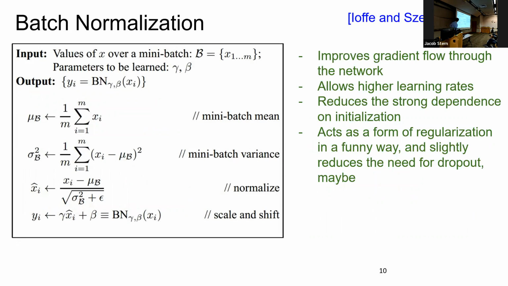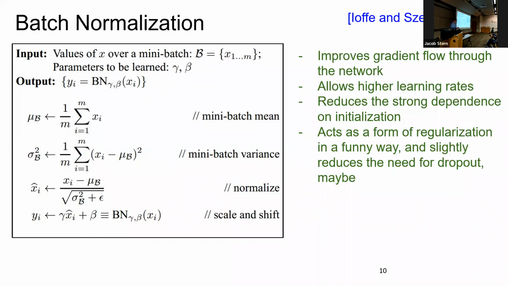Okay, so this is the full algorithm. We take a mini batch, we obtain the sample mean of that mini batch by taking the sum and dividing by the number of items. Then we obtain the sample variance of that mini batch, and then subtract the mean from each item and divide by the standard deviation. A couple of benefits to this, like I mentioned: it improves gradient flow through the network, it allows us higher learning rates, and it reduces our dependence on initialization strategy.